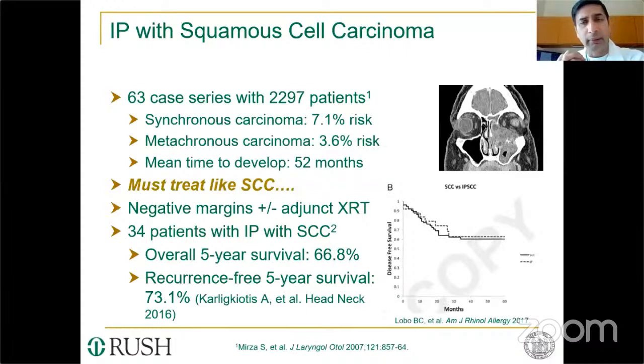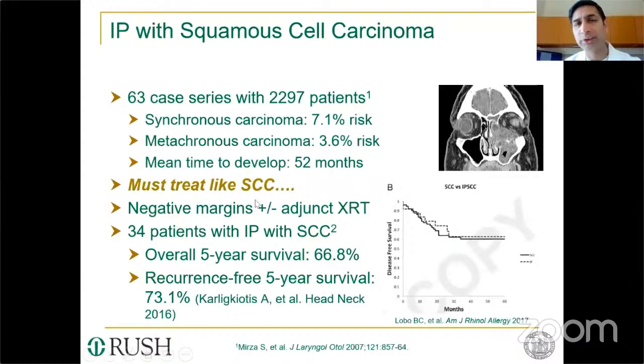There's a nice study published out of Great Britain looking at pooled data of squamous cell carcinoma arising within the setting of IP, 63 case series approaching 2,300 patients. You can see the risk of synchronous carcinoma that is arising at the same time, 7%. But amazingly, metachronous carcinoma, meaning you remove the tumor and a malignancy arises there subsequently later on, 3.6%. And you can see mean time to develop more than 4 years.